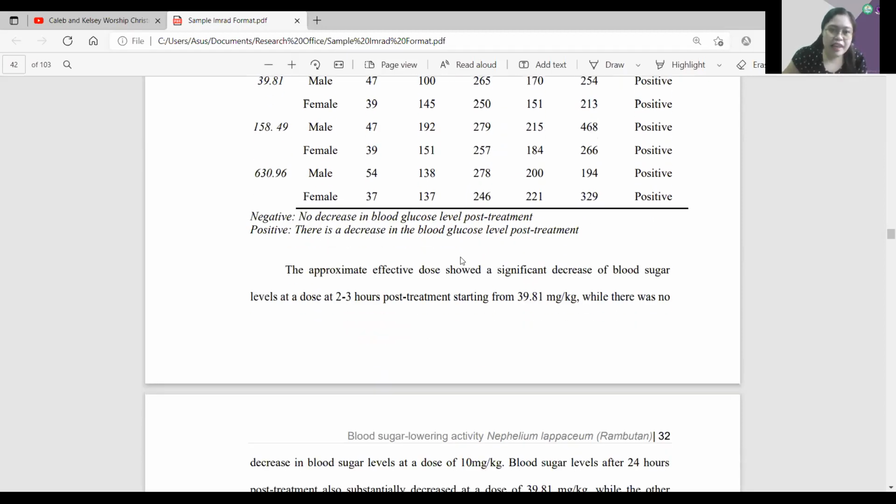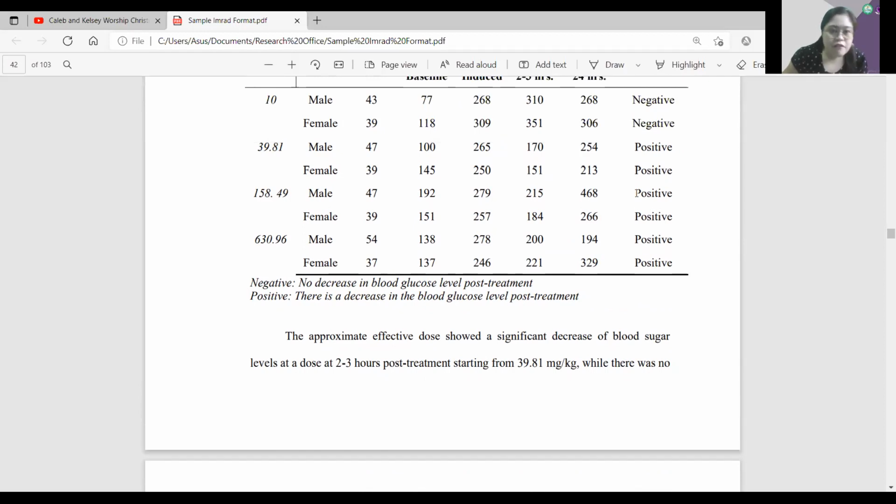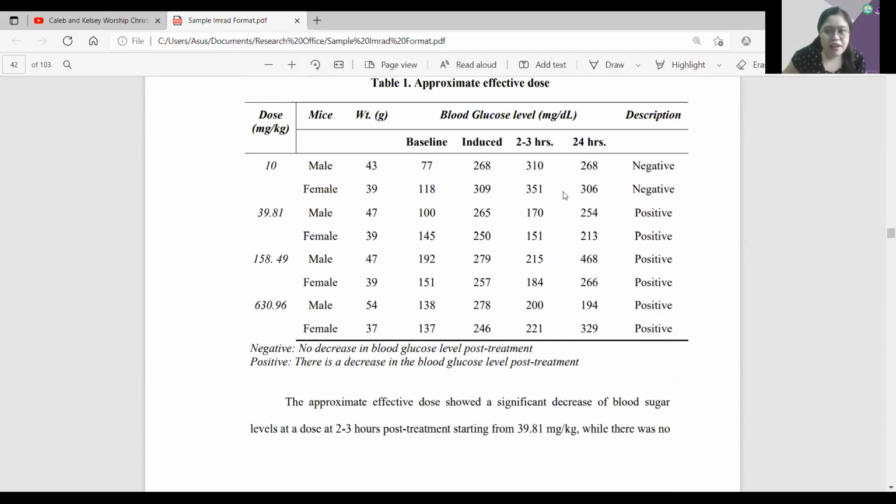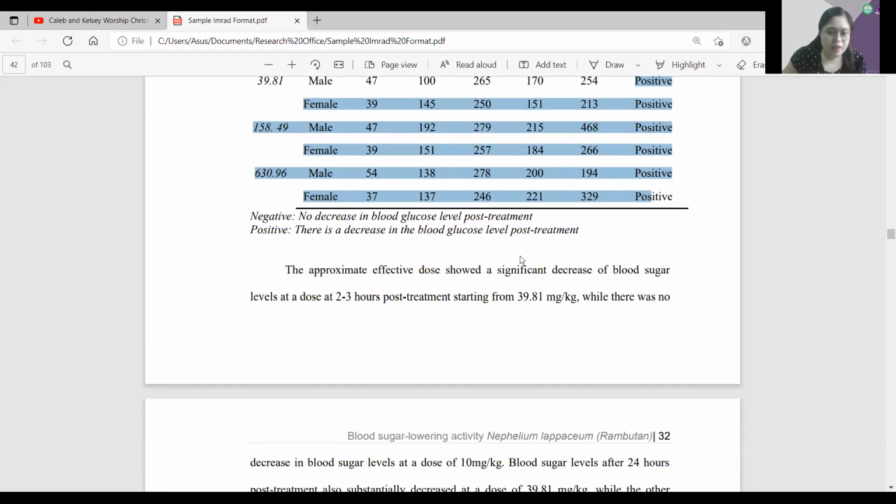So you may have a legend sa baba. What does it mean when it says negative or positive? So just like sa kanila, pag sinabing negative, it means there is no decrease in the blood glucose level after the treatment. Kung positive, merong decrease. Okay? So, kagaya nito, at this dose level, 10 milligrams per kilograms, negative ang result kasi walang decrease in the blood glucose level. The rest of the doses, positive na.